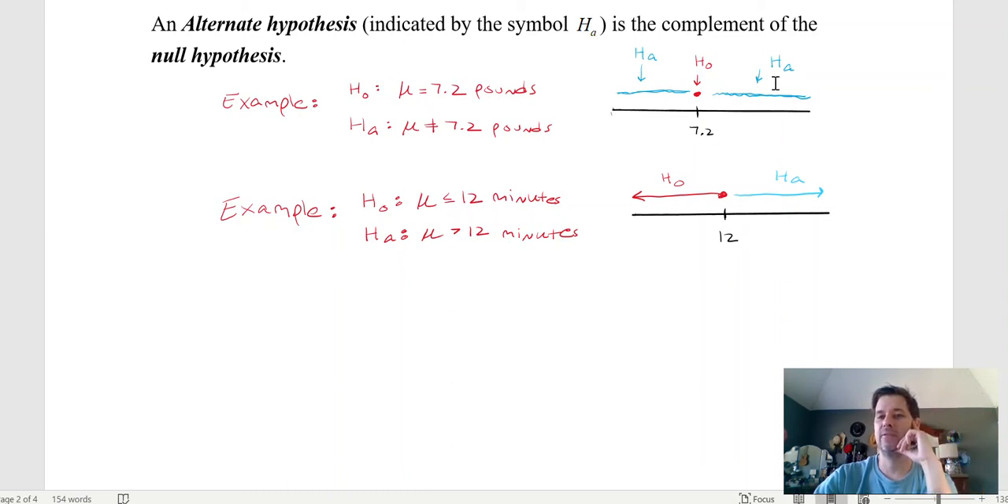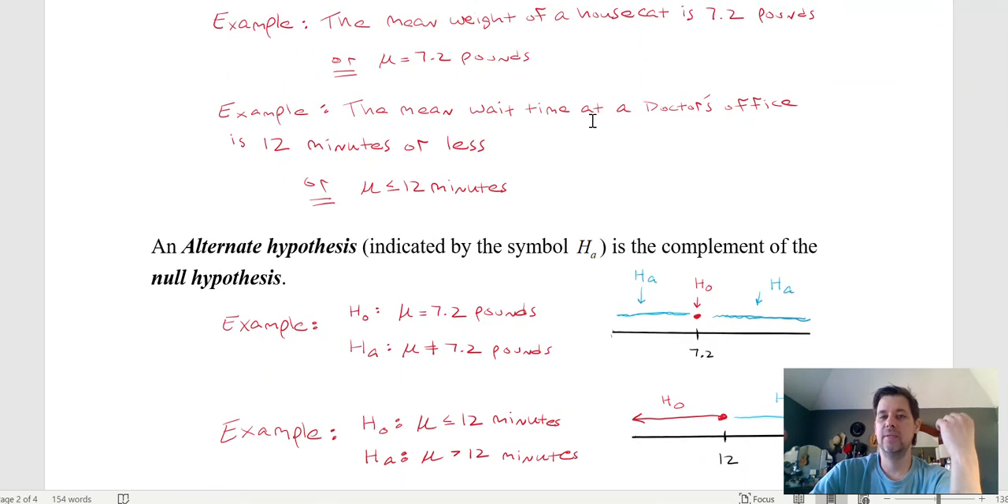Now, sometimes we actually visualize it like this. Imagine every population mean is a number. So imagine this horizontal line is the number line. I put the null hypothesis in red, that H0 is 7.2 pounds. I put a dot above that. The whole rest of the number line would be the alternate hypothesis. So it could be some number less than 7.2 or some number more than 7.2, but it's just not equal to 7.2. So that's the null versus the alternate in that example.